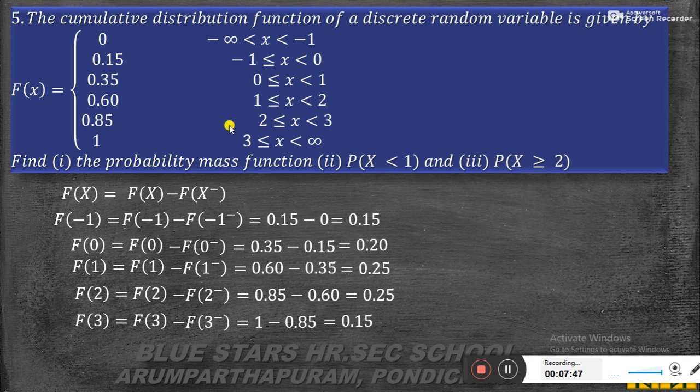So therefore f of 0 means 0.35 minus its previous value 0.15. I substitute 0.35 minus 0.15, so the answer is 0.20.